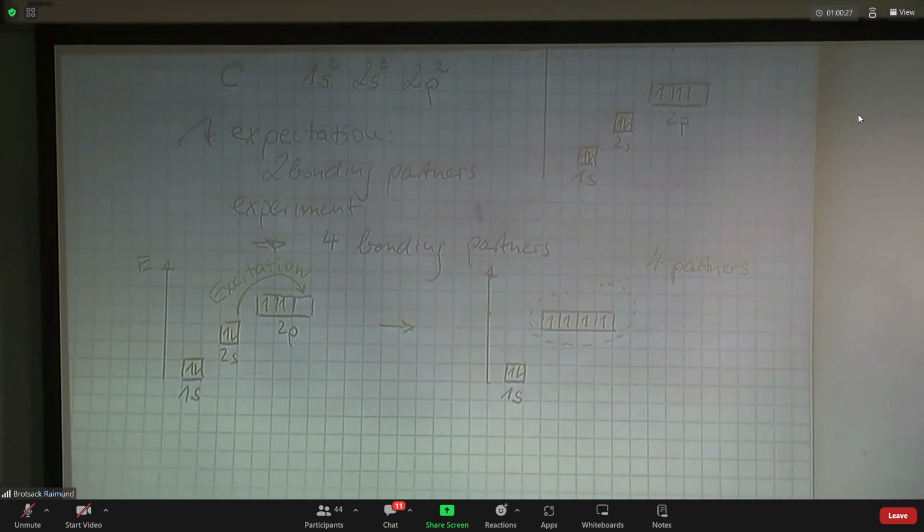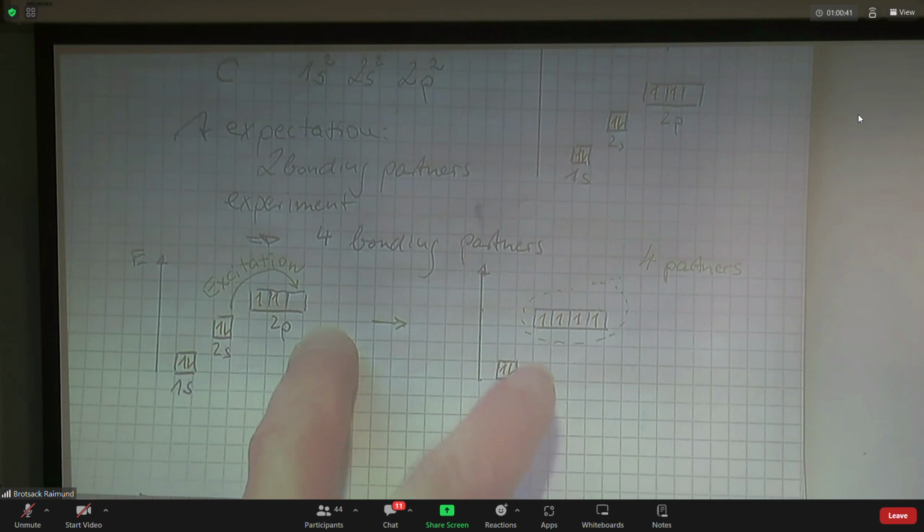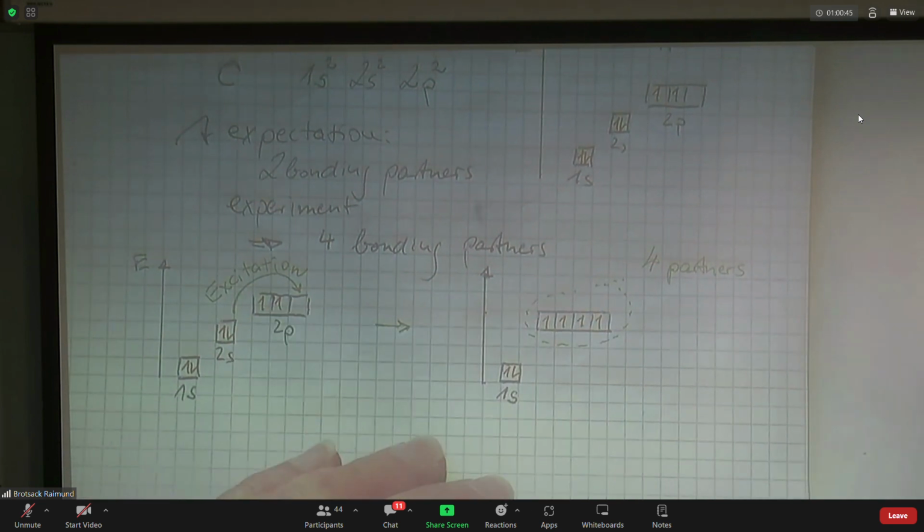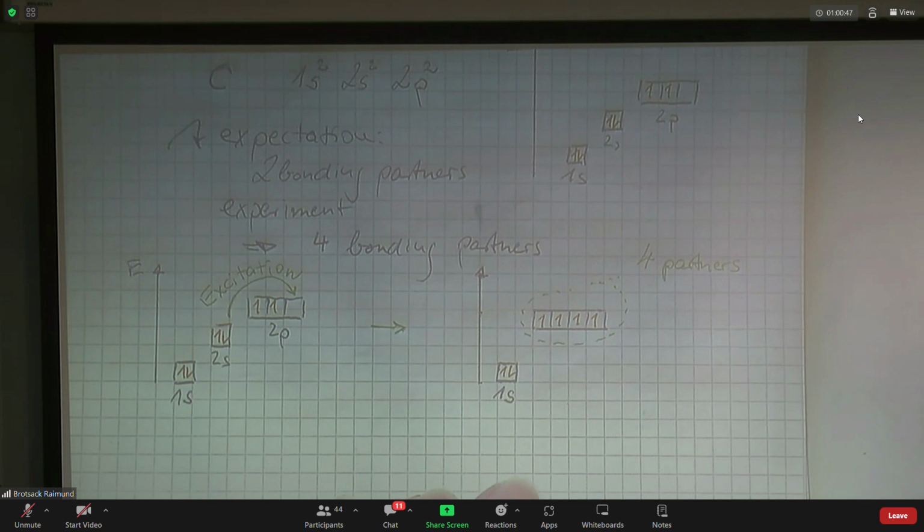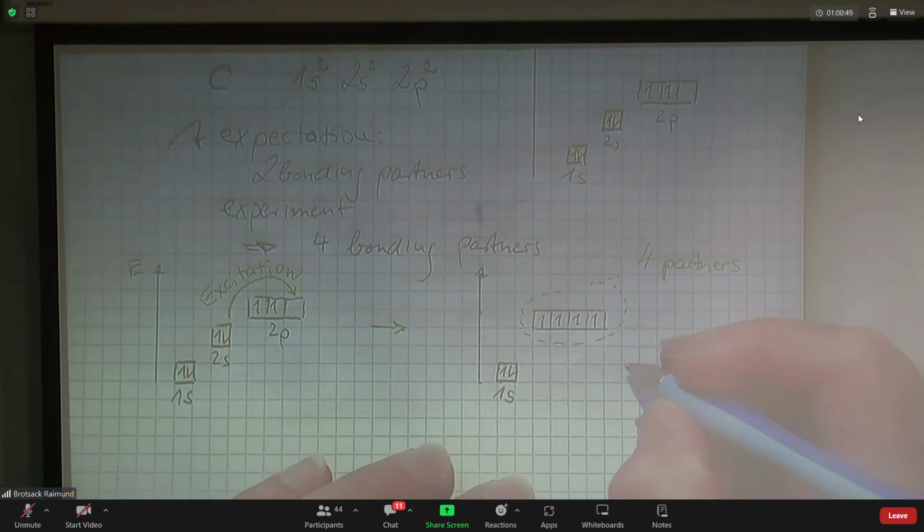That happens because the energy profit when building a bond to the 4 new partners is higher than the need for the excitation. So bonding energy is higher than the needed energy for excitation.